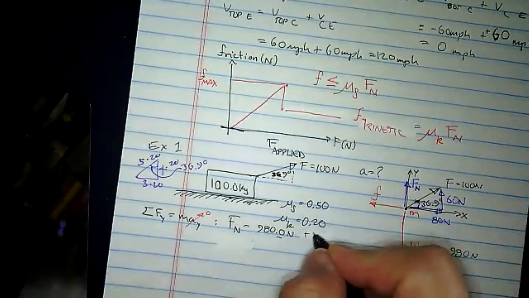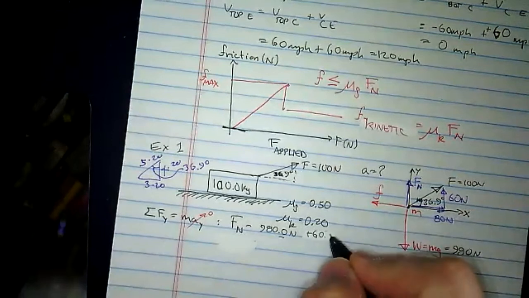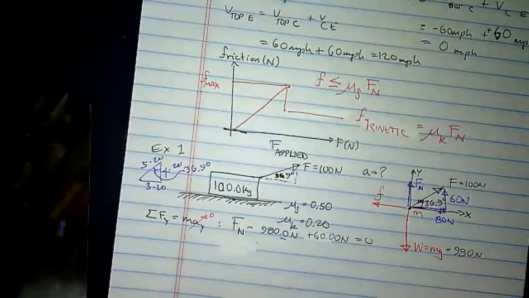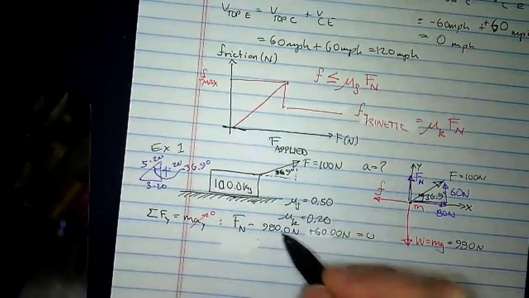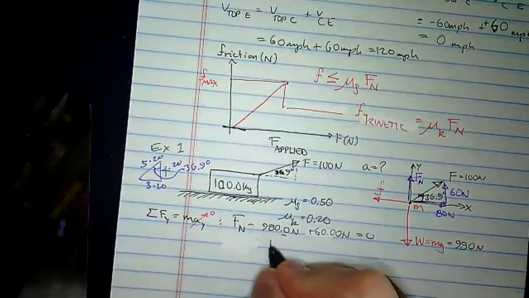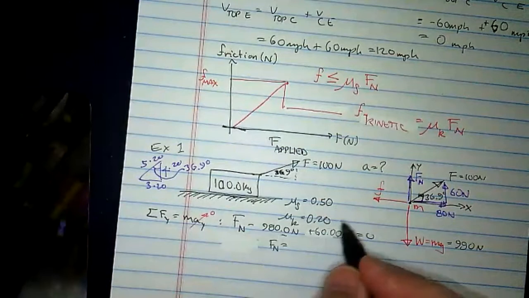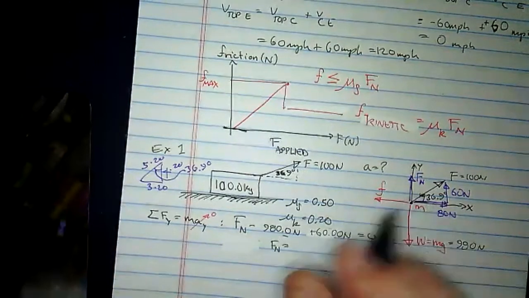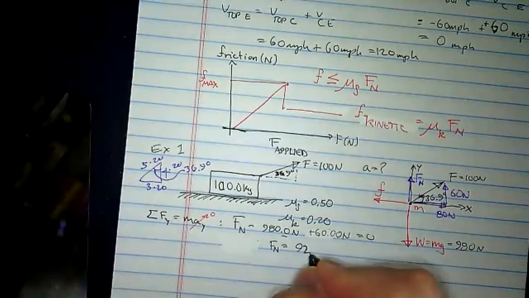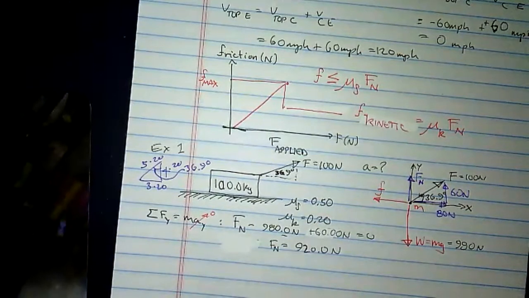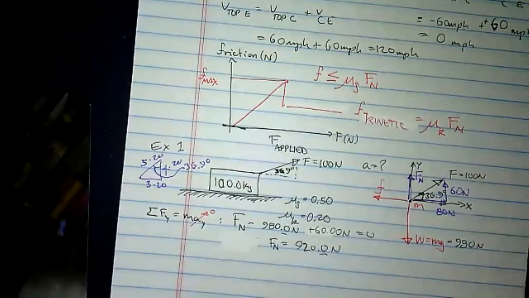So I'm going to say plus 60.00 newtons, and that's equal to 0. Okay, so by pulling upward a little bit, you can see I'm ultimately going to be decreasing my normal force. So my normal force is not going to be 980. When I pull this over here, it's going to be 980. When I pull this over here, it's going to be negative 60. So I'm going to get 920. So the normal force is 920.0 newtons. And technically, again, that's 1 sig fig too many.